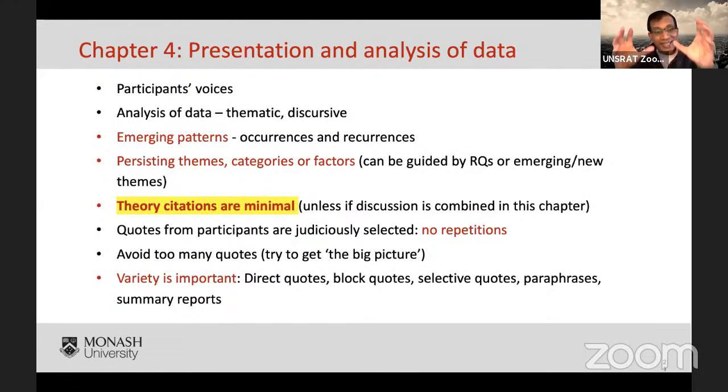Remember, you have to connect this chapter with the literature review chapter through the methodology chapter, because that is right in the middle. Now, if you look at the highlight, it says theory citations are minimal, which means in the presentation or analysis chapter, we don't talk a lot about the theories we discussed in the literature review. Here we have quotes, numbers, statements, paraphrases, stories and narratives from your participants. That's your data. So that's the data chapter.